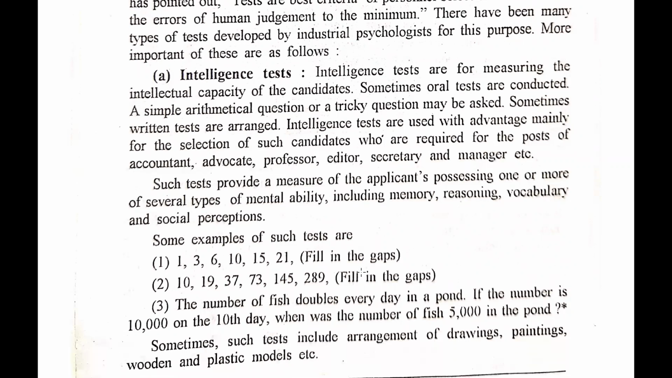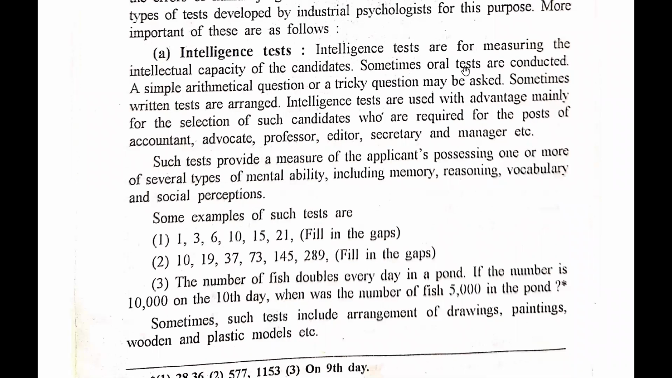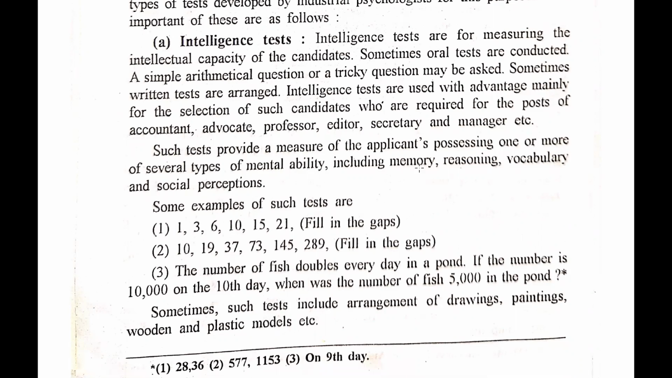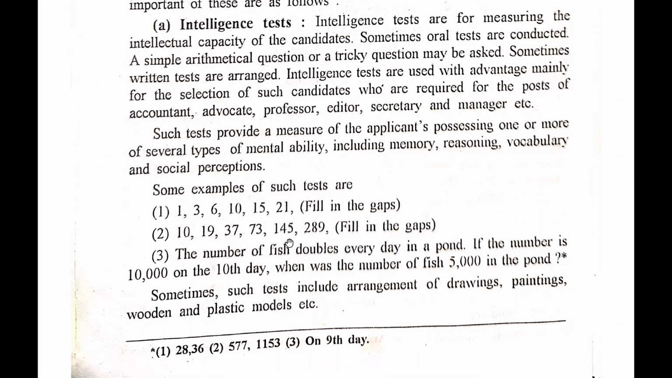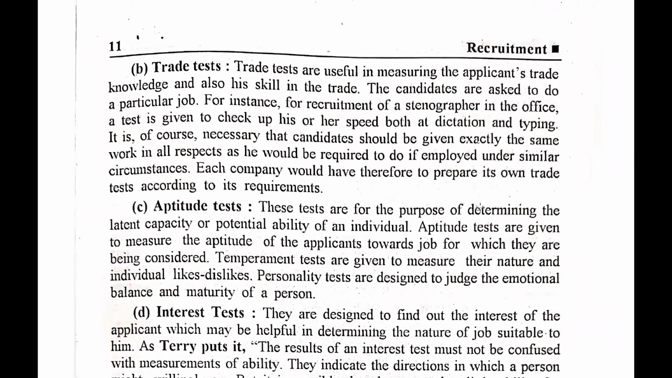So guys, as the intelligence test is taken, some such questions are asked. Some examples of tests are: 1, 3, 6, 10, 15, 20, and what will be the next number? 10, 19, 37, 30, 73, 145, 289. What will be the next number in this series?